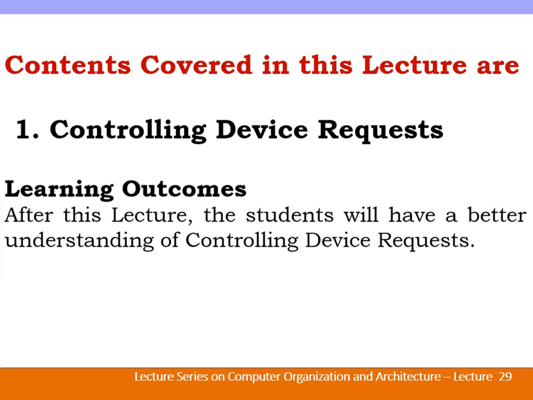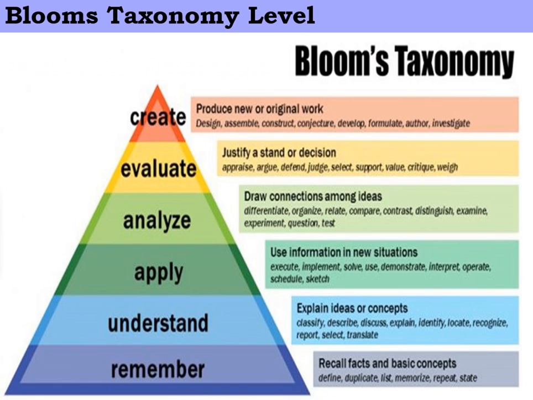Learning outcome. After this lecture, the students will have a better understanding of controlling device requests from the IO devices or from the idle IO devices. This is the Bloom's taxonomy pyramid, wherein we are going to understand in this lecture the concepts of controlling device requests from the idle devices. Hence it falls under taxonomy level number 2.